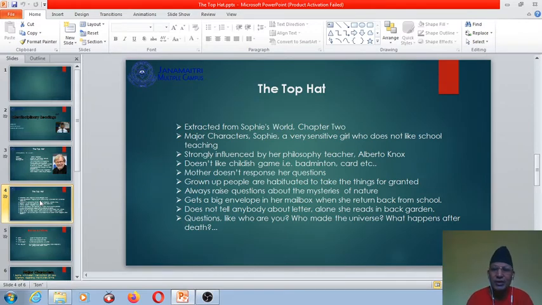The topic we are going to study is The Top Hat. As I told you already, it is extracted from Sophie's World. It is chapter 2. Here are the major characters, but the most important character is Sophie herself, and the title of the book is also Sophie. She is a very sensitive girl who does not like her school teaching, what is usually taught in school. That is not a matter of interest to her. She does not like such teaching. She was strongly influenced by her philosophy teacher, Alberto Knox. Alberto Knox is an excellent teacher who inspired Sophie about her learning, and he does not use any traditional, conventional way of teaching. He inspired Sophie about philosophy.